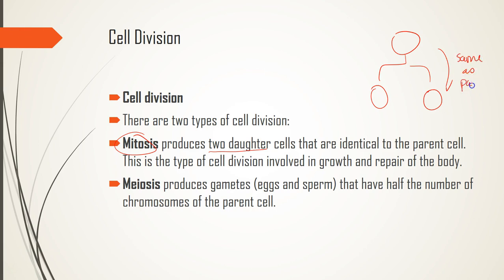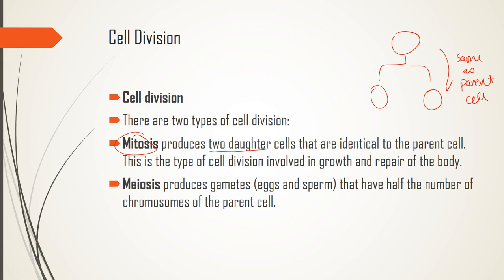So they will have the same number of chromosomes, they have the same DNA, and that's basically because these are used for growth and repair. And if we want to repair our skin cells, we want all our new skin cells to be exactly the same as the skin cell that we were repairing. We don't want them to be different, we want them to still be the same, and the body makes them the same.